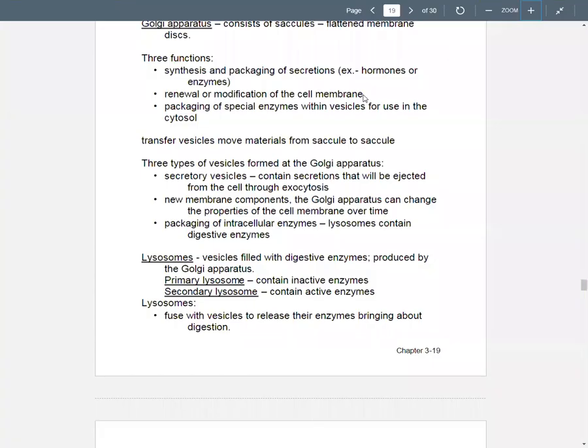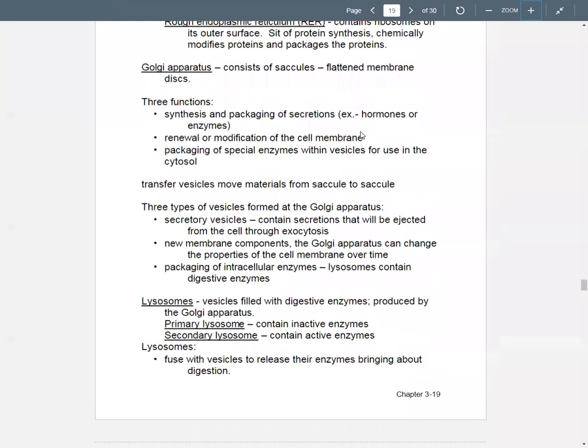All right, let's talk about the Golgi apparatus. So with the Golgi apparatus, you have these flattened membrane discs, which we call saccules. And what does the Golgi apparatus do? Well, it's involved in packaging and synthesizing, or making and packaging secretions. Some examples of these secretions, things you secrete or release, could be hormones. They could also be enzymes. Okay, they could also be involved in renewing and modifying the cell membrane. We'll talk about how that works in just a minute.